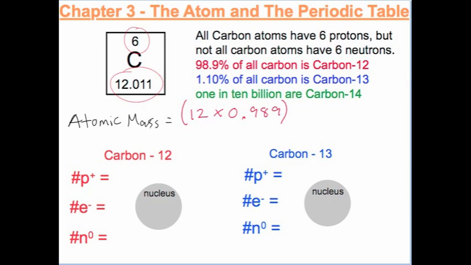To that, we have to add the weighted average of carbon-13. So 1.1% is carbon-13. If you do 12 times 0.989, and to that you add 13 times 0.011, you work out an average mass of 12.011 atomic mass units. So no single carbon atom has an atomic mass of 12.011. However, the average, the weighted average, is 12.011.